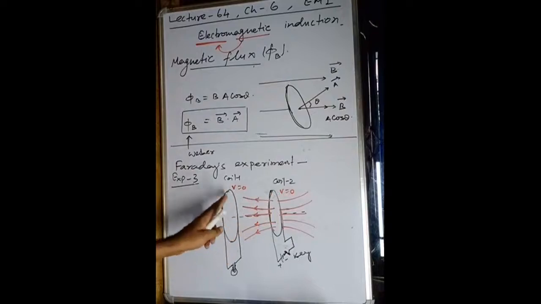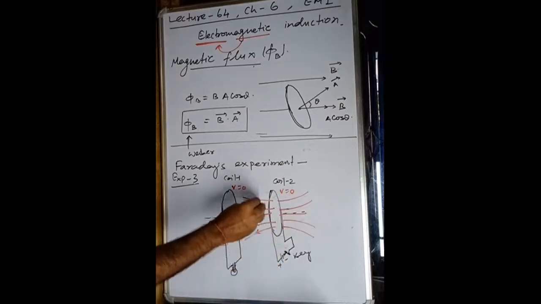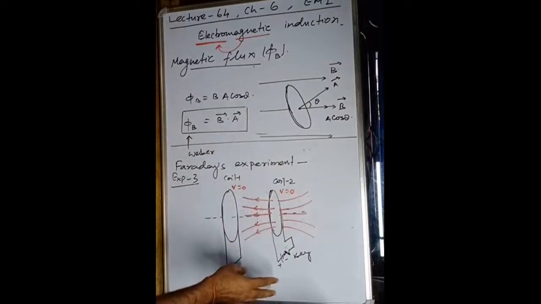What will happen? The field lines are constant, and there will be no change in field lines, so there will be no glow of this bulb because the field lines are not changing. My dear students, without changing flux, you cannot induce any current. So there will be no current. But as soon as you switch off, what will happen? The field lines will go off and the flux will be zero.